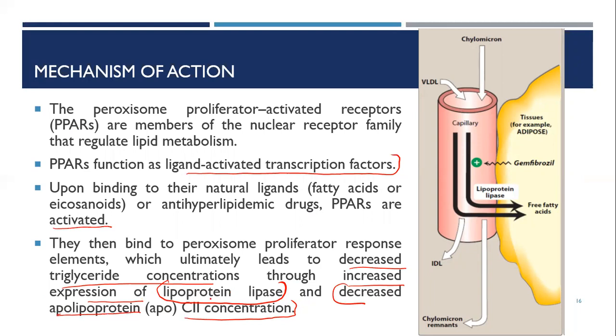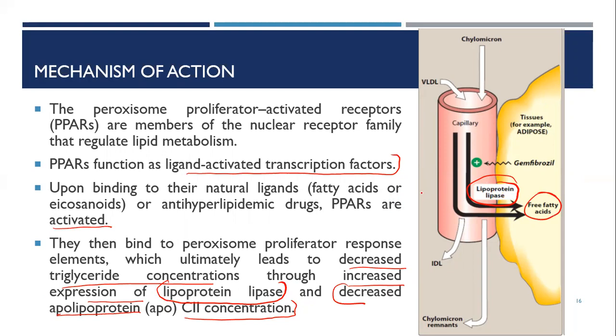What they do, when they respond to the ligand, they express a certain type of response element, that is peroxisome proliferator response element, and because of which there is increase in activity of lipoprotein lipase, which causes breakdown of the triglycerides into free fatty acids. And they decrease the apolipoprotein C2 concentration.